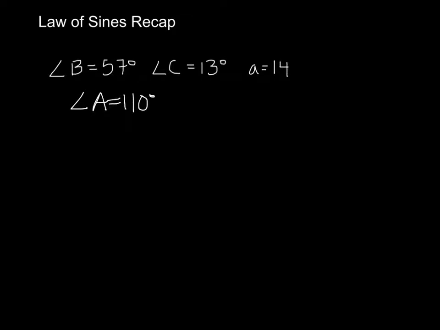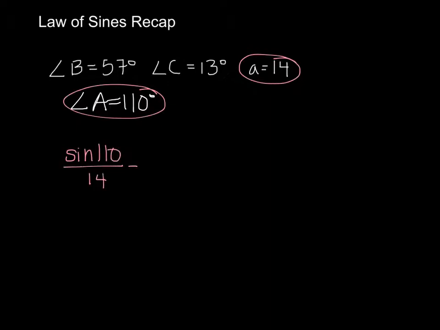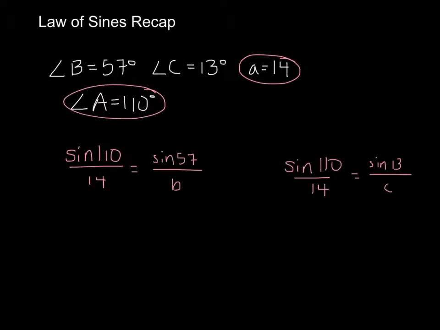Well, now I have my pair of information. I now have an angle and a side of the same variable. So I'm going to go ahead and set up my equation. Now, no matter if you're solving for side B or side C first, you should have started off with sine 110 over 14. Now, it doesn't matter which variable you solve for first. I've set up both equations here.